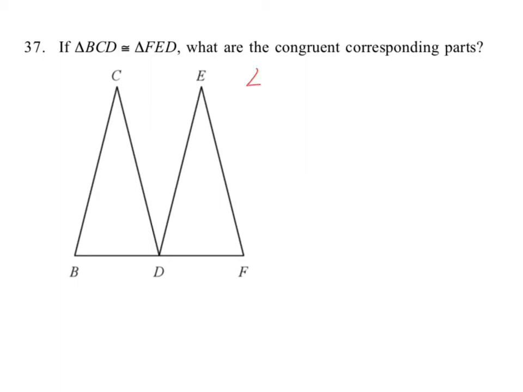We can say that angle B is congruent to, well, B in the name of the first triangle is in position 1 as far as where the letters are. So what's in position 1 for the other triangle? That's angle F. B and F are congruent. So this is congruent to this.